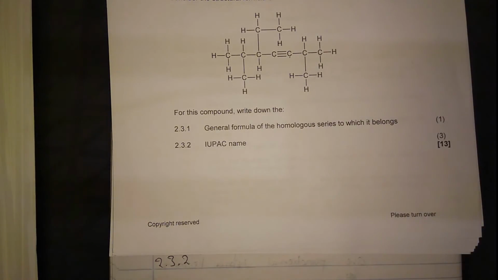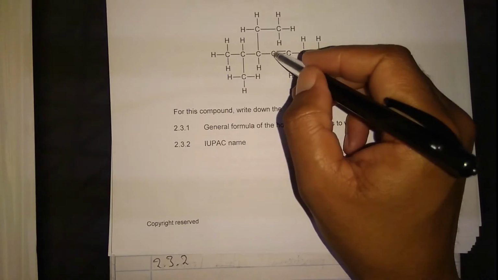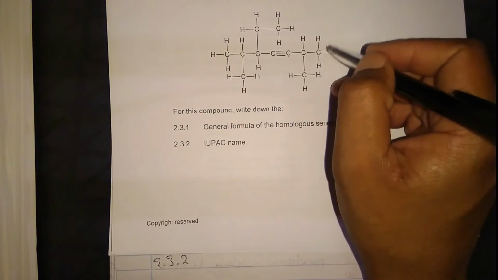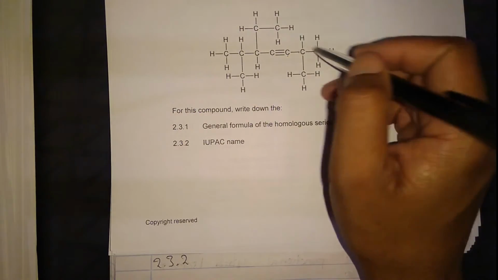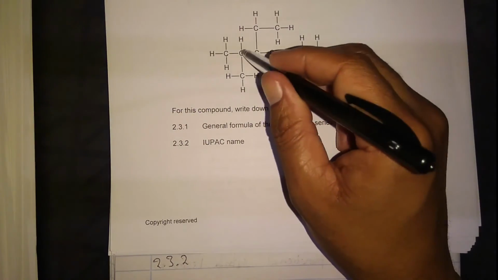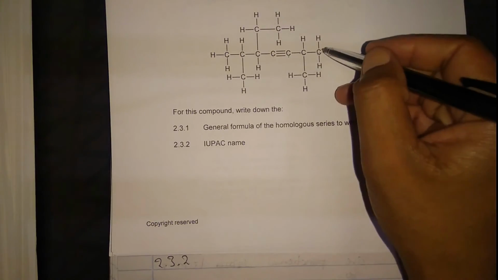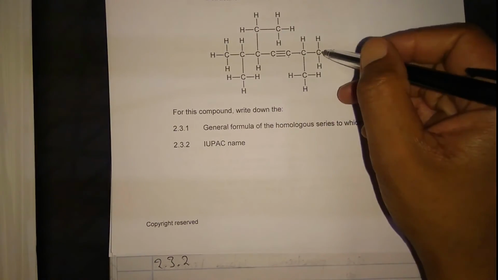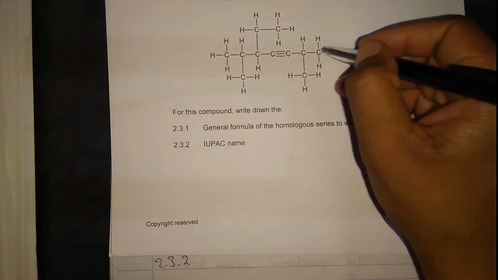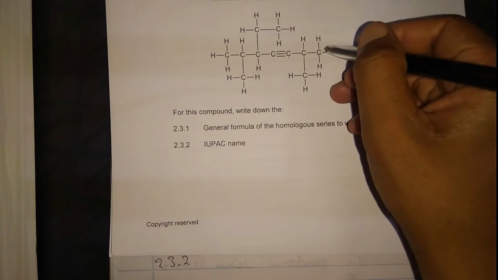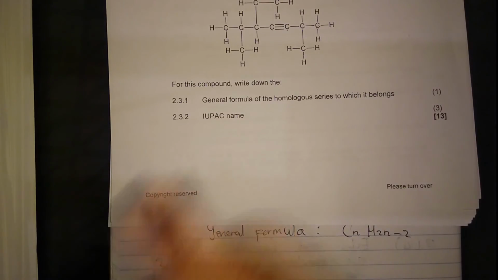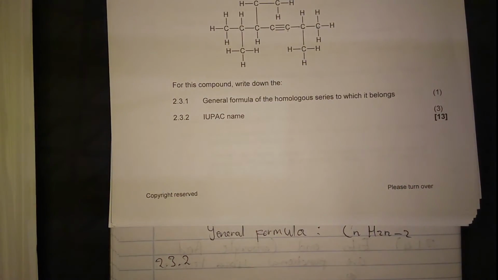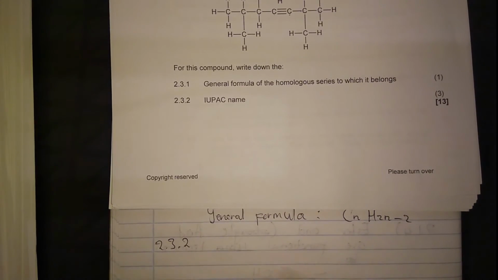But what is the longest chain? 1, 2, 3, 4, 5, 6, 7. It doesn't matter which way I take my longest chain, this way or this way. I prefer my chain to be a straight line. So we have 7 carbon atoms in the longest chain.